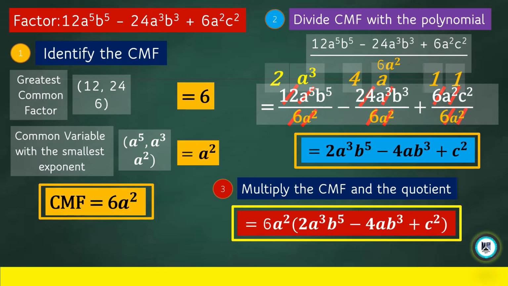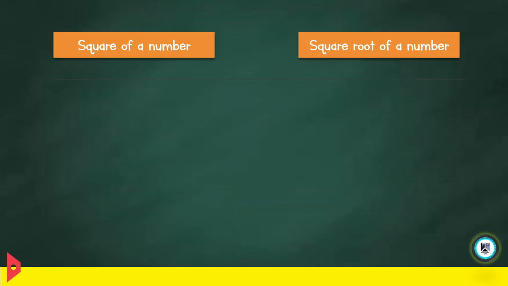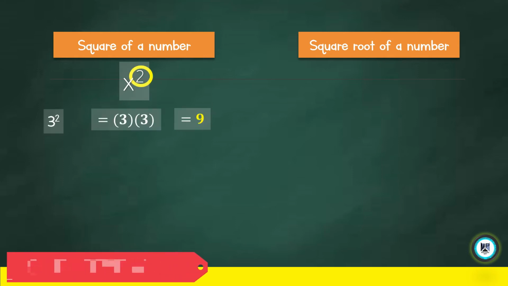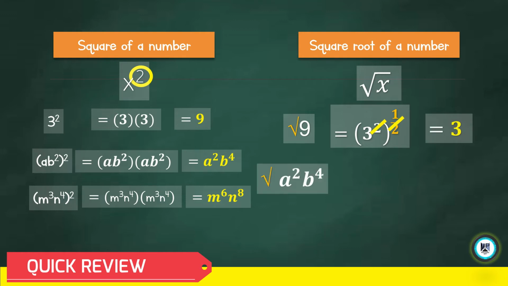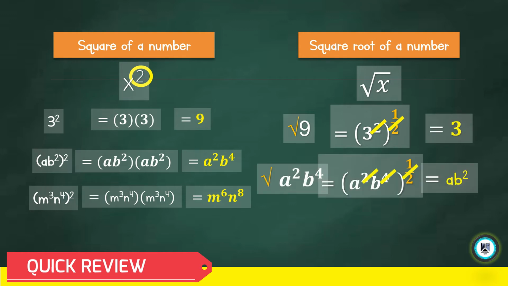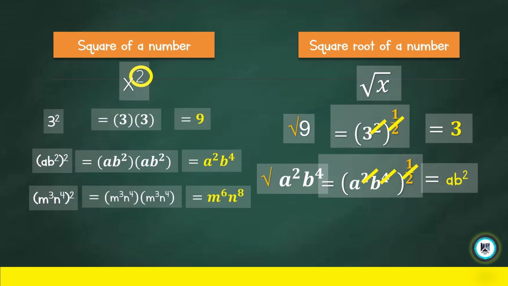Let's proceed now with difference of two squares. For our quick review, let us recall squares and square roots of numbers. To square a term, we simply multiply the numbers by itself and follow the law of exponents for variables. For the square root, it means the opposite of squaring a number. Here we ask ourselves, what number can multiply by itself to give the number under the radical? Finding the square root of perfect squares is relatively easy. However, we need to understand that we might also find ourselves solving for numbers with imperfect squares.